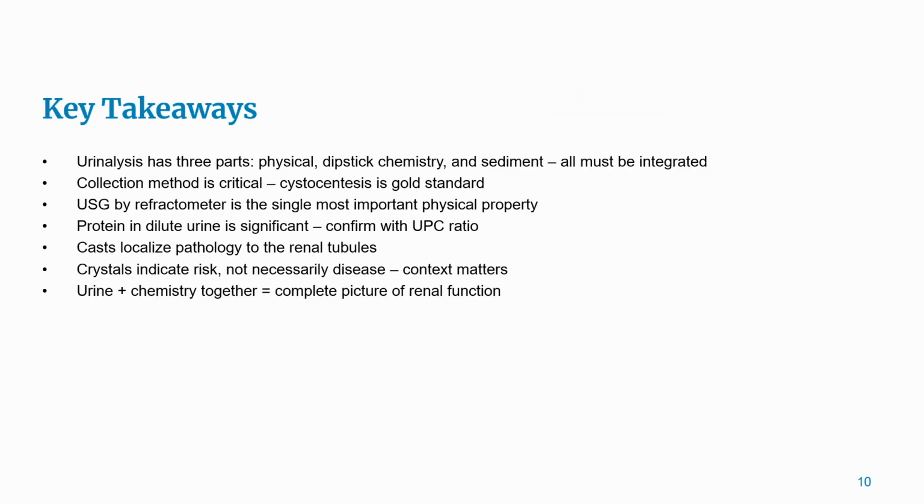To wrap up, urinalysis is a three-part test and all three parts matter. Know how the sample was collected before you interpret anything. USG is your anchor. Always measure it with a refractometer. Proteinuria in dilute urine is meaningful and should be quantified with a UPC ratio. Casts are the kidney's way of leaving fingerprints. They tell you the problem is in the tubules. Crystals add context for urolith risk and sometimes flag serious systemic disease.